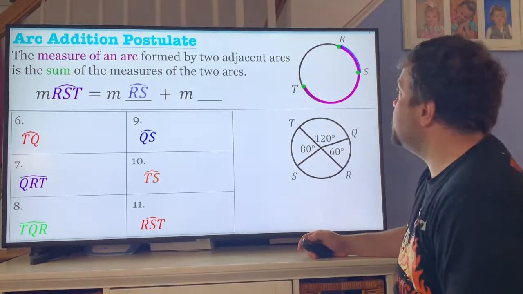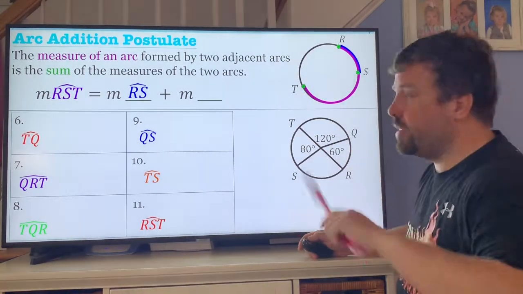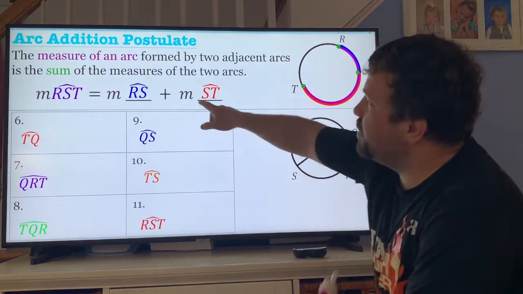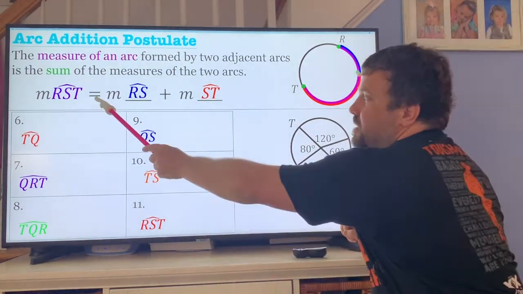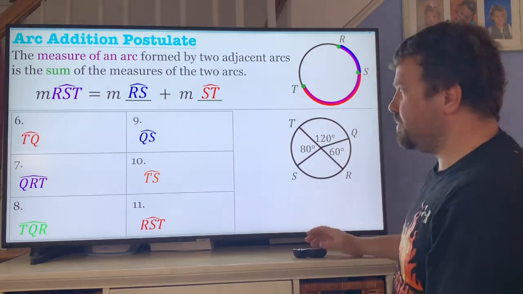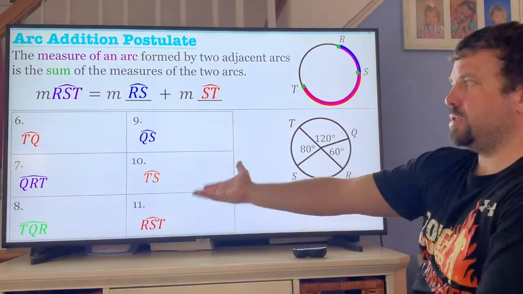Which two? It should be RS and the measure of ST. Now remember, when you say measure, that's actually giving an actual number value. That's why we use an equal sign as opposed to a congruent sign. So what I want you guys to do is try problems 6 through 11.